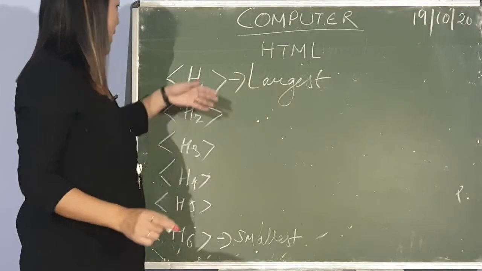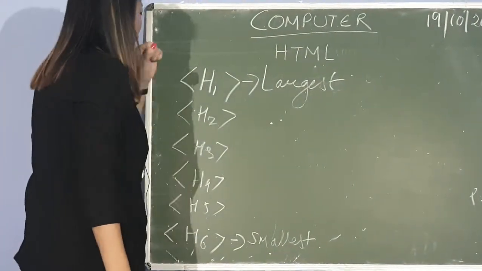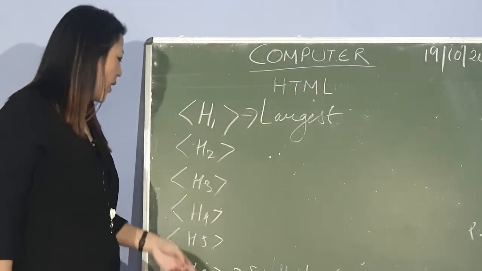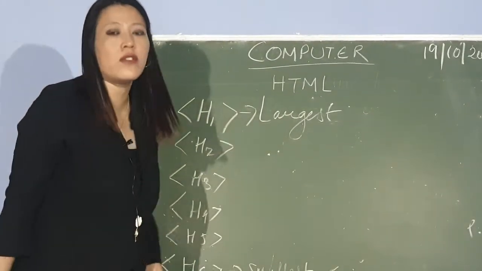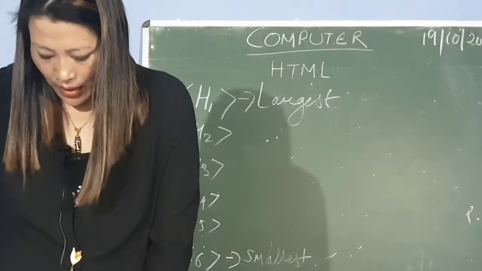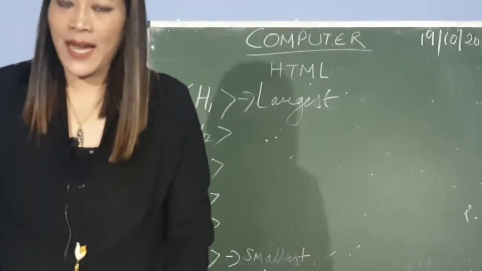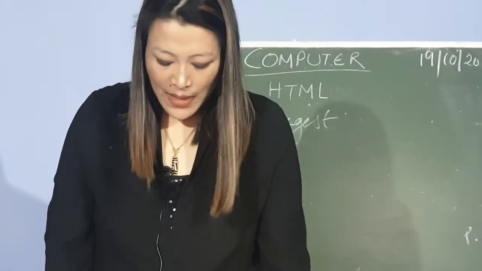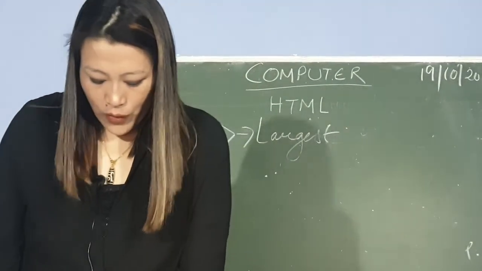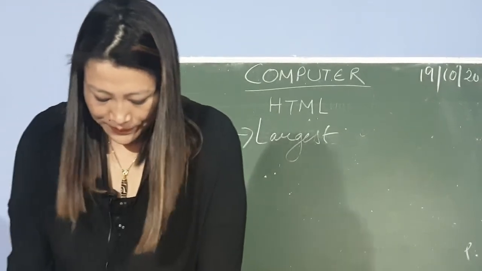Largest and the smallest. If you want your heading to be displayed at the largest or the biggest size, you can use H1, and if you want the smallest one, then you can use H6. Okay, you can see page number 97, heading size. You can see the sample there. If you use H1, you will see the text in a bigger size, and if you use H6, you will get it in the smallest size.